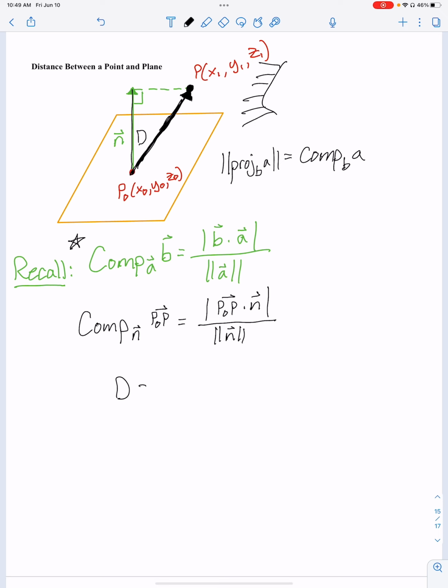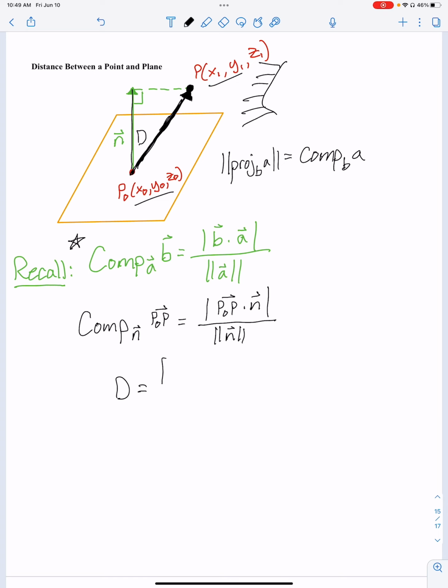Now, this is distance, right? That's what we just called that. That magnitude of the projection is d. And what we're going to do is keep our absolute value. And if we think about this, using everything that we have, this is p and p naught. We can create that vector by subtracting.